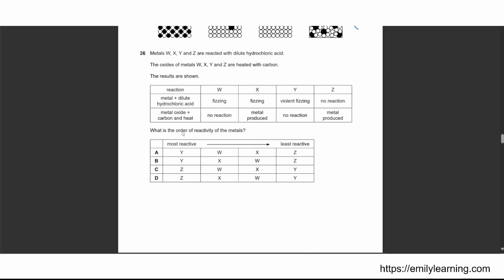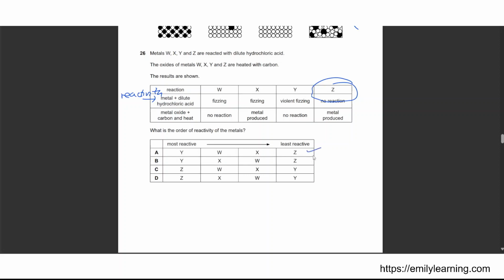So you ask, what is the order of reactivity? We know that the more readily it reacts with acid, the more reactive it is. The more readily its oxide can be reduced by heating with carbon, the less reactive it is. So in other words, Z is the least reactive because it doesn't react with acid. So the least reactive is Z.